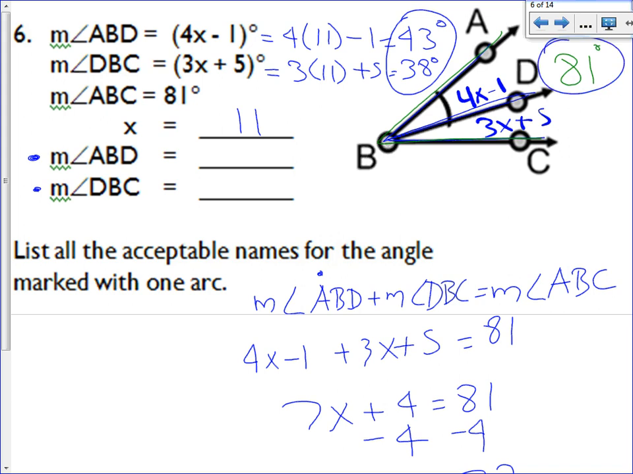So the measurement of ABD, that's 43 degrees. The measurement of DBC, that's equal to 38 degrees. And I'm done with the first part. The second part says list all the acceptable names for the angle marked with one arc.